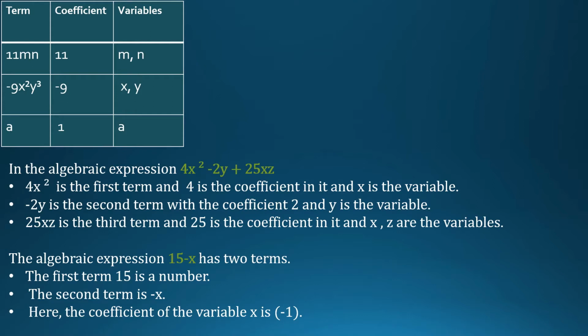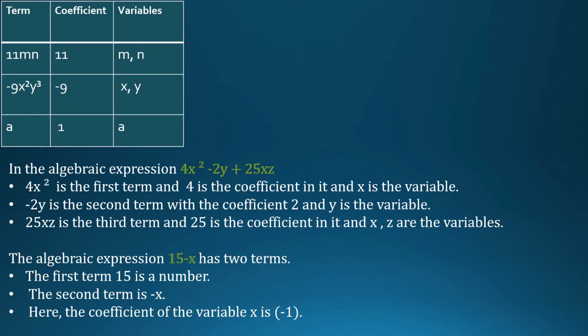Minus 9x square y cube is called a term, and from this term minus 9 is the coefficient, x and y are called the variables. A is a term. If there is no number in front of any alphabet, then we always consider the number present is 1. So here the coefficient present is 1 and the variable is A itself.